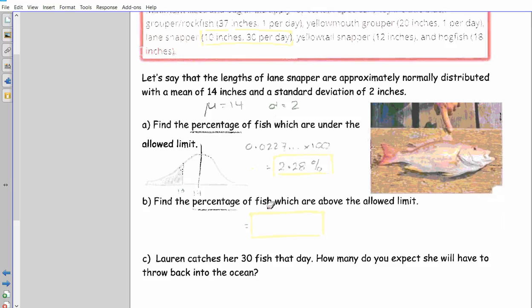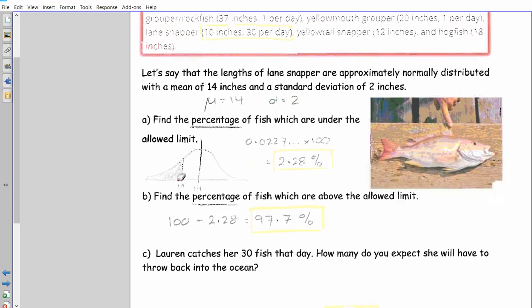Find the percentage of fish which are above the allowed limit. That's easy. So it'll just be 100% minus this little area here, 2.28. 100 minus 2.28% gives you 97.7%. That's the area above the legal limit.